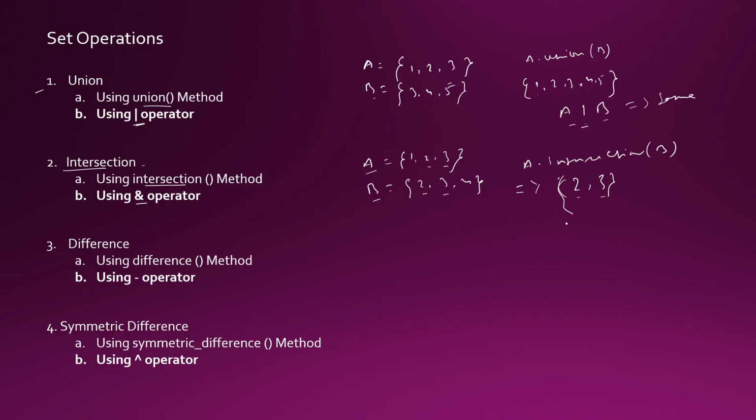In the same way, instead of writing dot intersection, if we write A and B, then it will give me the same answer. Okay, fine.